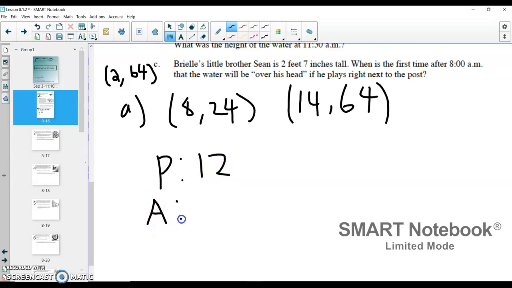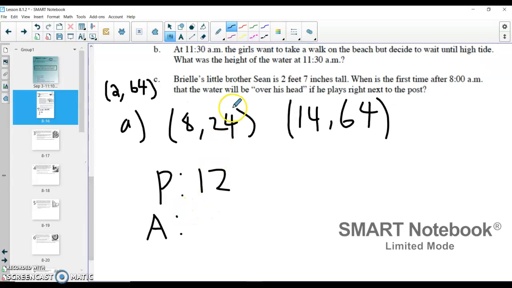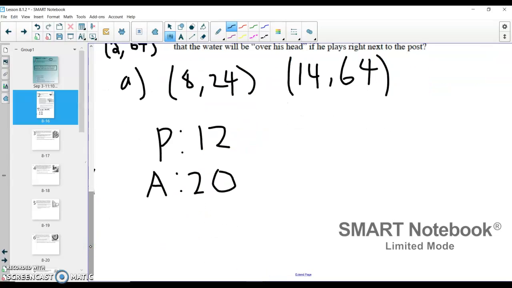My amplitude of my function, well, this one's not too bad. Just for the sake of time, I'm going to have an amplitude of 20. And we'll go to the vertical shift and talk about why that is. But amplitude of 20, I have a horizontal shift over, starting with my first high point of 2. So I'm shifting over 2 units to the right. And then I have a vertical shift up of 44.